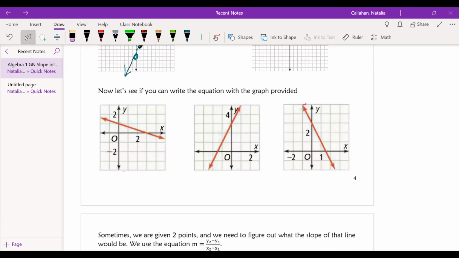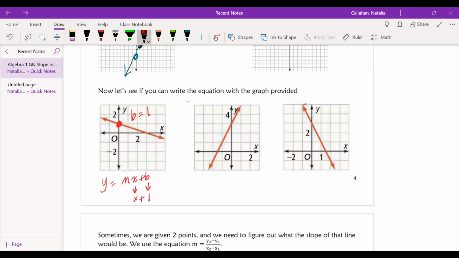Now we're going to go ahead and do the exact opposite. Here I have a graph, and I want you to tell me what the equation is. My equation obviously is going to be mx plus b. The easy way is to figure out the y-intercept, which is where it crosses the y-axis. Here you have 1. So b equals 1. I'm going to replace my b with a 1. Drop down your x.